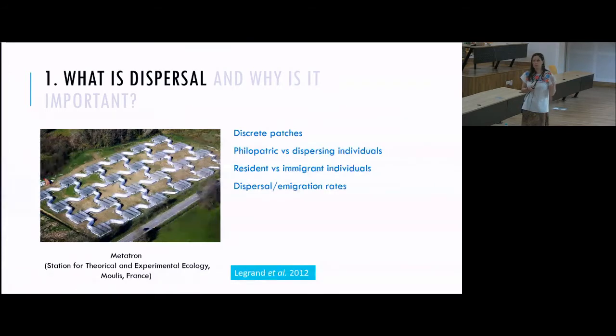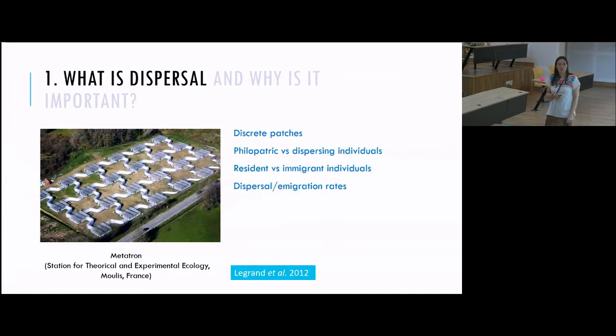You will also distinguish discrete categories, such as resident or immigrant individuals within a population. And often, if you've got this kind of vision of what dispersal is, you are trying to quantify it by dispersal or immigration rates. But you can already see it's a bit complicated, because what you will define as a disperser or a philopatric individual will depend on the spatial scale of what you consider to be a patch. And you need to define those patches.